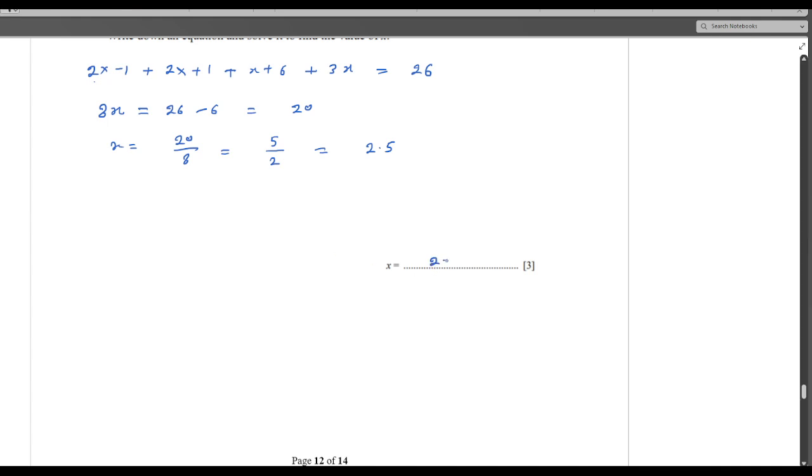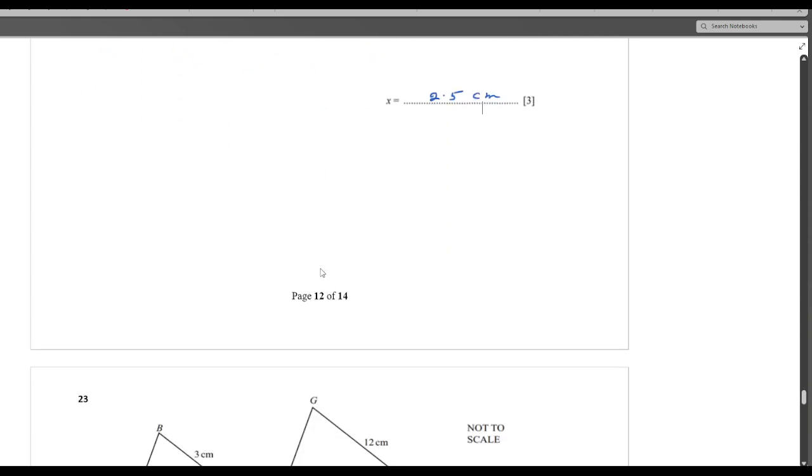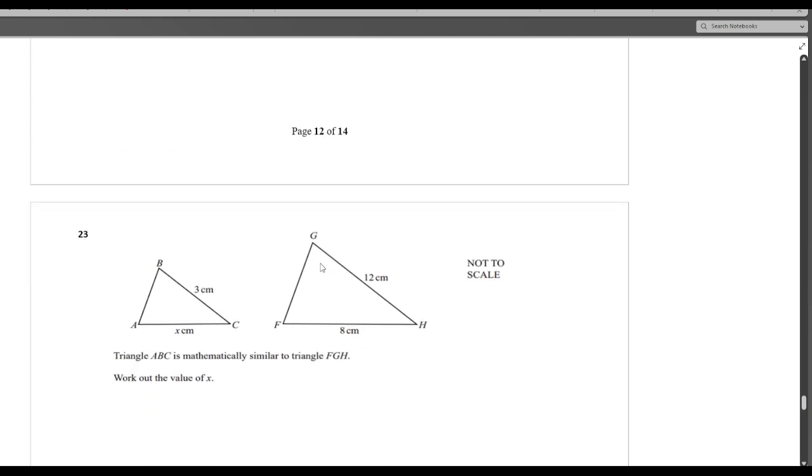2.5. Now here I need to specify unit, centimeter, because they have not mentioned it with 3x or something, but your perimeter is in centimeter. So your x is 2.5 centimeter.